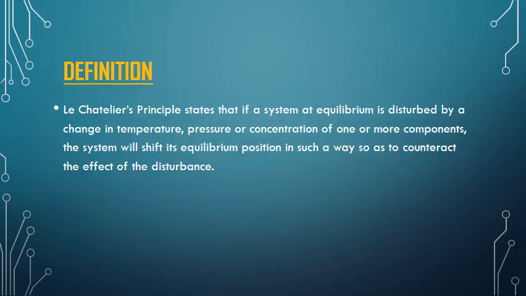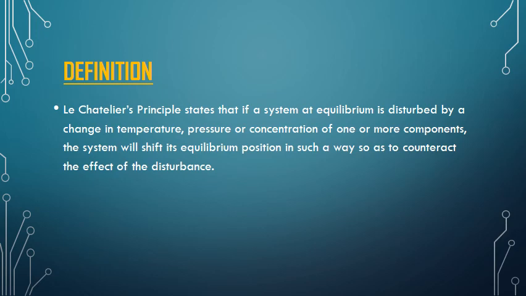So, what is the correct concept of Le Chatelier Principle in terms of chemistry? So, Le Chatelier Principle states that if a system at equilibrium is disturbed by a change in temperature, pressure or concentration of one or more components, the system will shift its equilibrium position in such a way so as to counteract the effect of the disturbance.